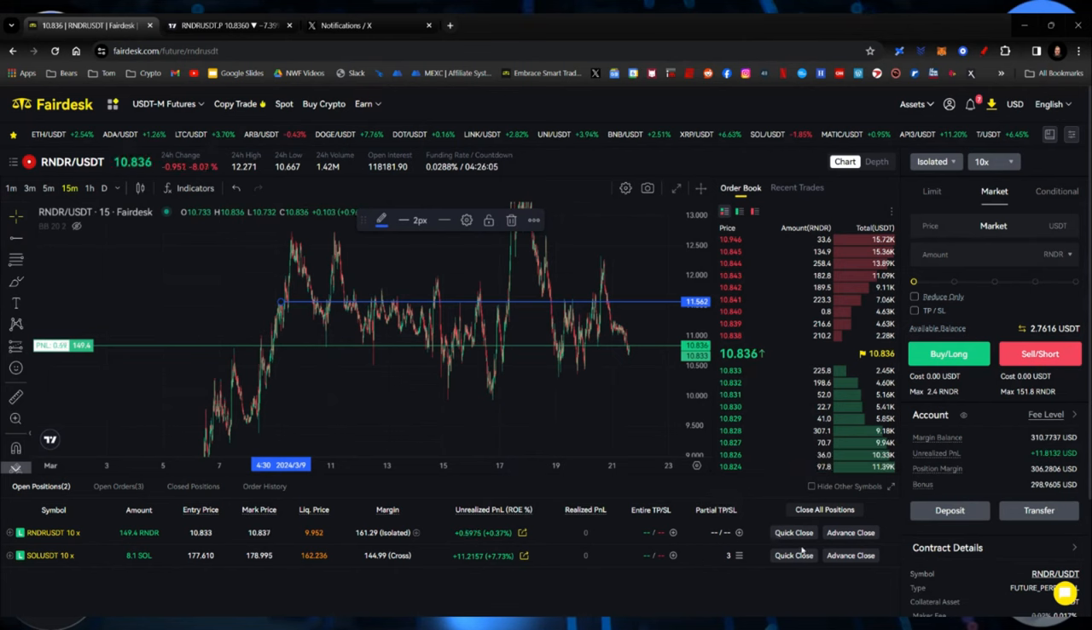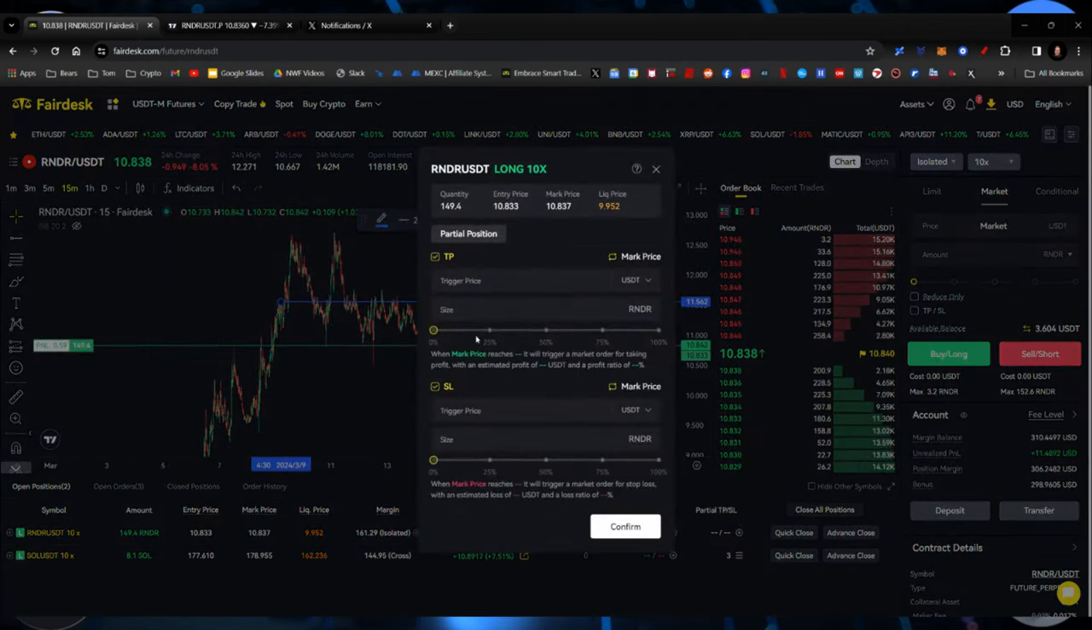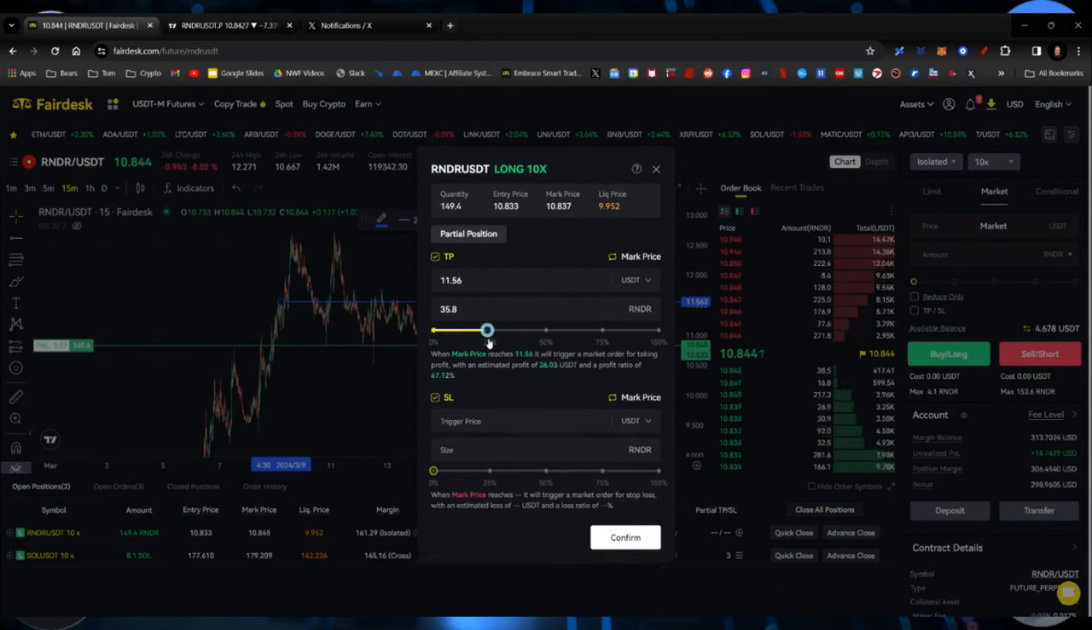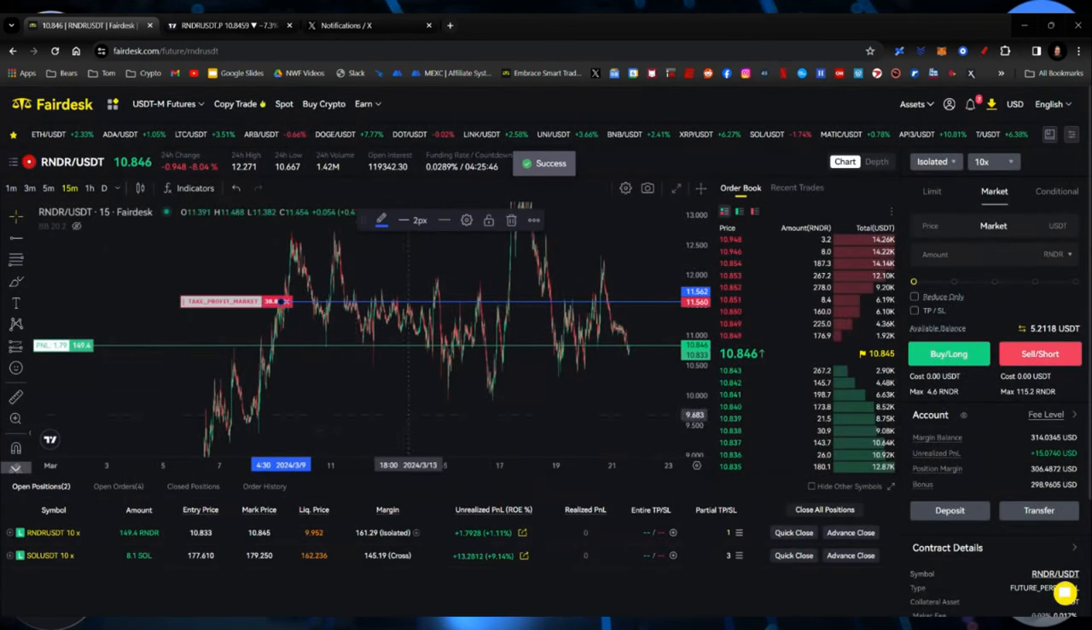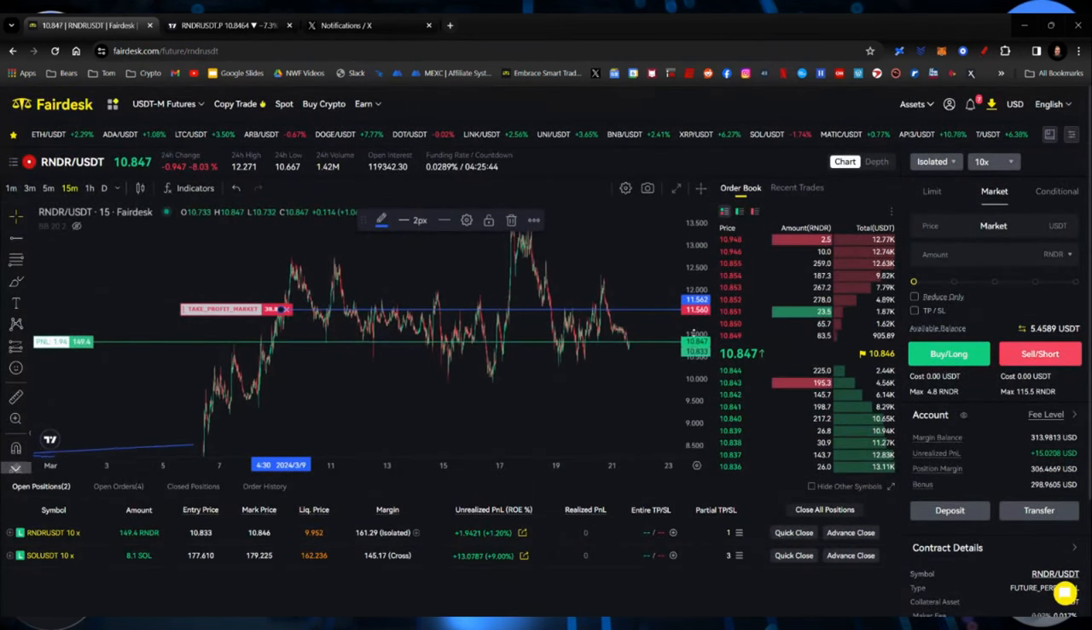So we're going to take a partial profit at that point at 11.56, and then we're going to take out some of that investment right there. We're going to be at 67% profit. So we're going to take out 25% at that point, and we're going to hit a confirmation on that right there. So now we've got some profit taking going on at that point.